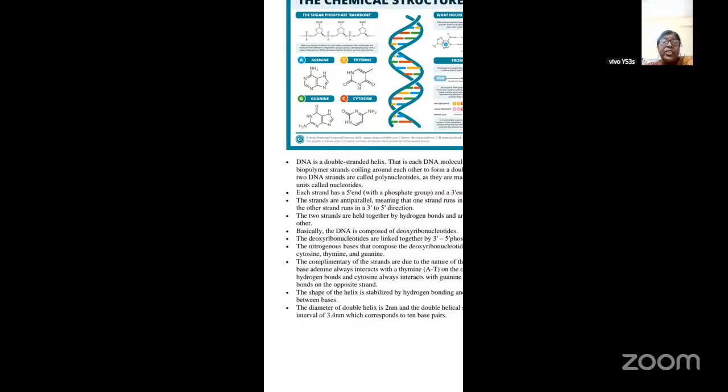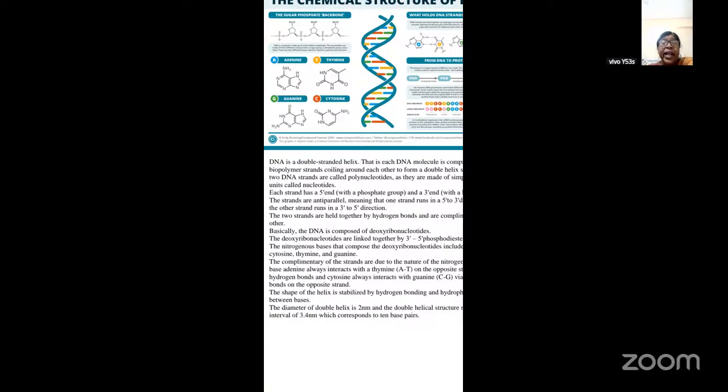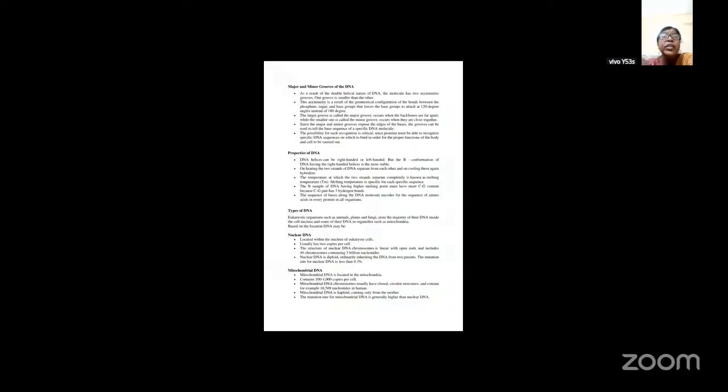The shape of the helix is because of the stabilization by hydrogen bonding as well as hydrophobic interactions. The diameter of the double helix is 2 nm, and the double helical structure repeats at an interval of 3.4 nanometers, which corresponds to 10 base pairs. Or you can say at each interval of 3.4 nanometers, you find 10 base pairs present. So this is how the double helical structure of the DNA molecule looks.